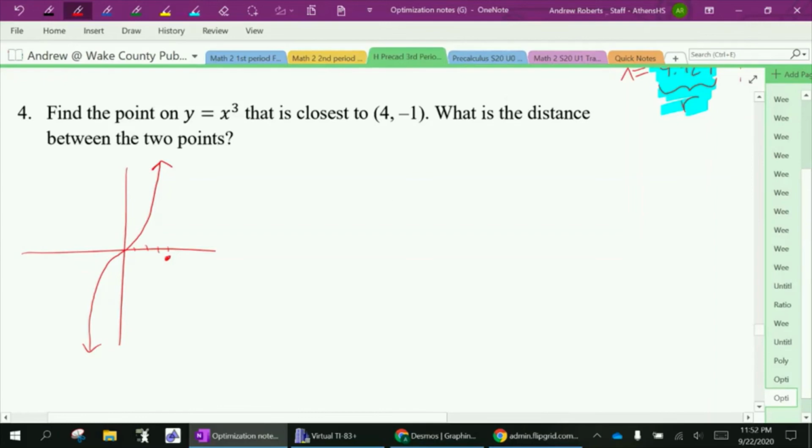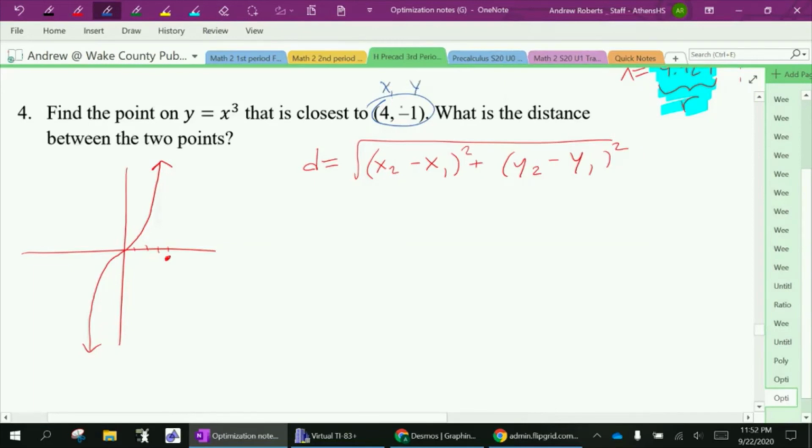Now, we're finding the closest, which means the shortest distance. So the distance equals the square root of x2 minus x1 squared plus y2 minus y1 squared. Now, we've got to get rid of all these x's and y's and replace them as best we can. Now, I do know that 4, -1 is an x and a y. I'm going to call that x1, y1. So I'm going to have the square root of something minus 4 squared plus something minus -1. So it becomes plus 1 squared.